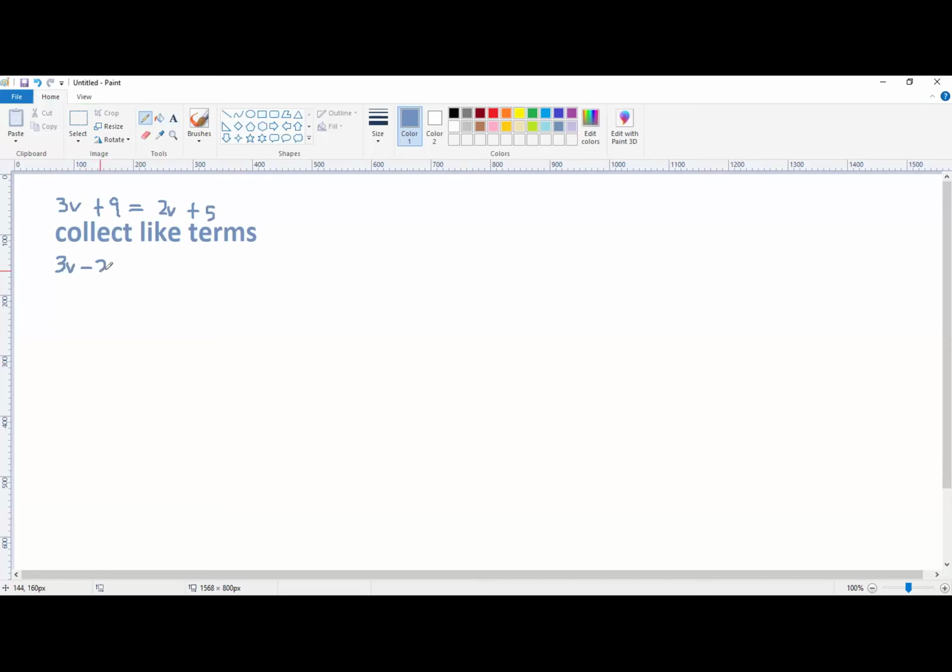3v minus 2v plus 9 equals, now 2v minus 2v is 0, isn't it? So 0 plus any number is that same number. So 0 plus 5 is simply going to leave us with 5 on the right hand side. And what happens next?